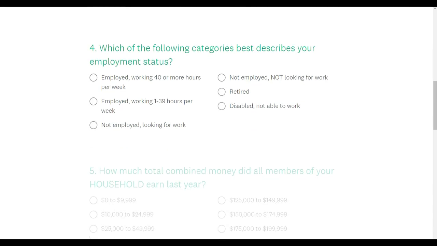Here you'll find the employment status category, and you'll see that SurveyMonkey offered 6 options. What I would do here is break up the one that says employed, working 1 to 39 hours per week, and break that into 2. So one option would be something like 30 to 39 hours per week, which would be considered full-time, and then 1 to 29 hours a week, which would be considered part-time. Currently, the way this is constructed, it doesn't capture that middle group that is working part-time, which is increasingly a large portion of our population. So you don't want to miss that.